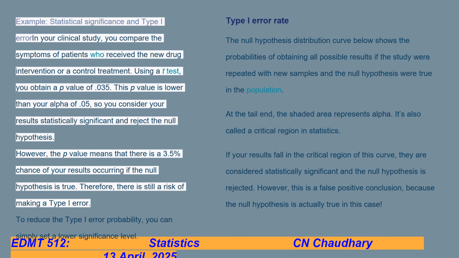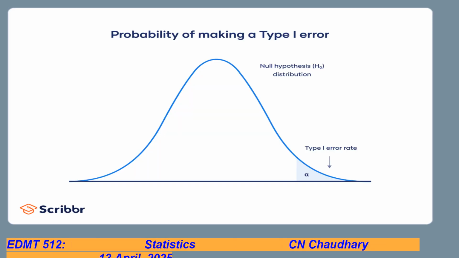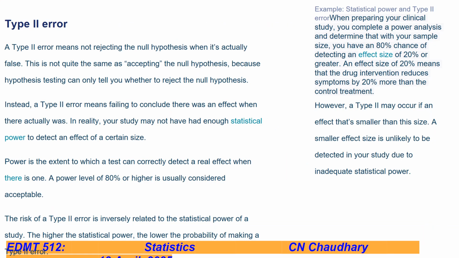To reduce the type 1 error probability, we simply set a lower significance level, which you can see in the graphical figure. Now, talking about the type 1 error, I have already explained it, which again you are seeing on the screen.